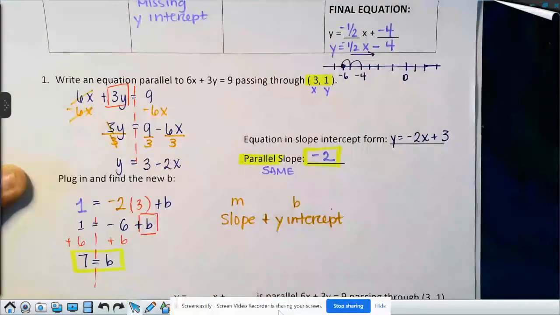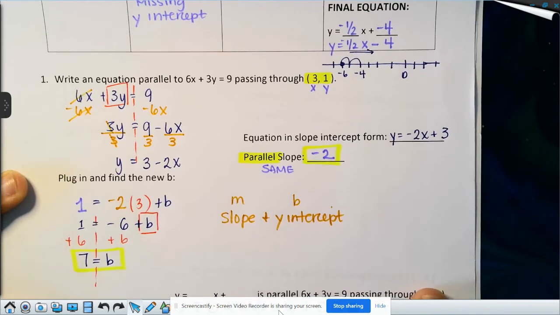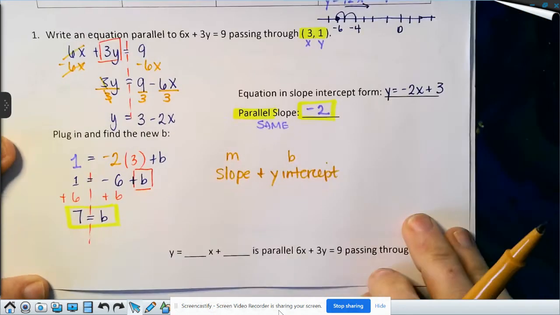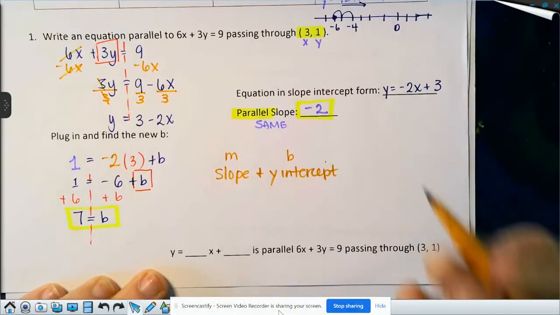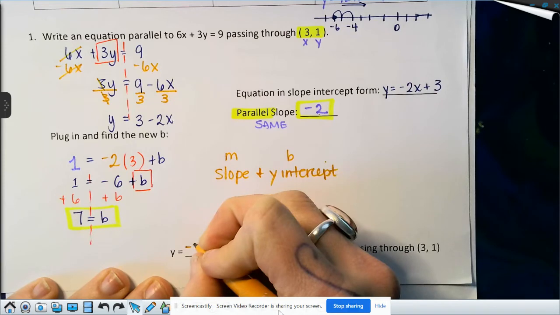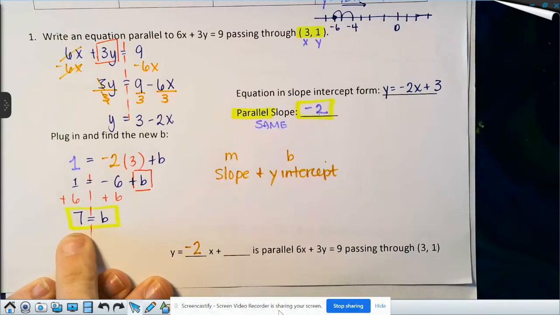Remember, slope can also be called rate of change, and y-intercept could also be called starting point. Slope could be called rise over run, or the coefficient of x, so the number that is attached to x. And since this line is parallel, we're going to use that slope that we solved for, which was the same once we isolated our y. So it's negative 2x, and then we're going to use our b that was right here, which is going to be a 7.